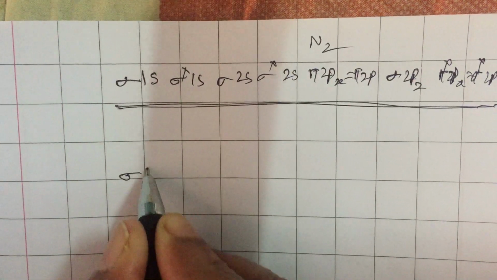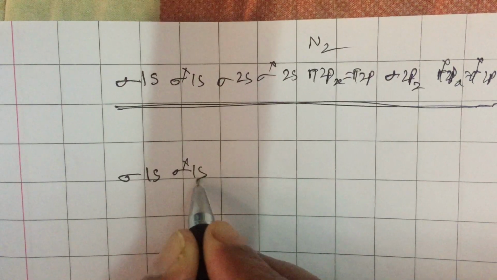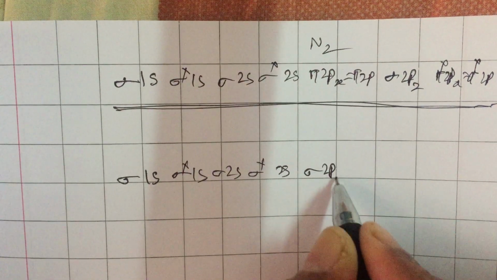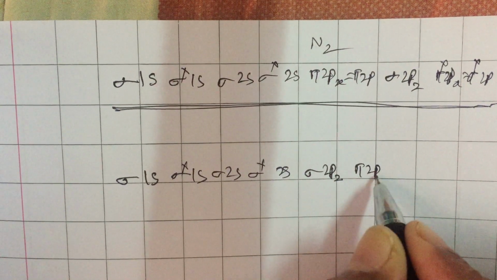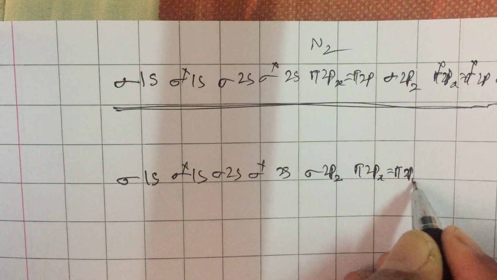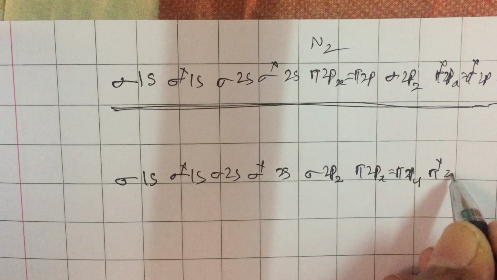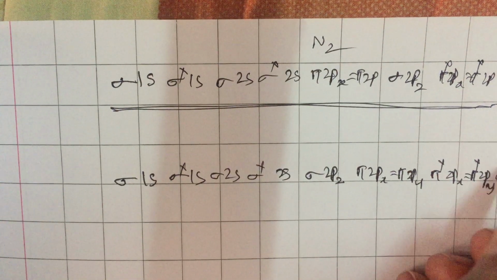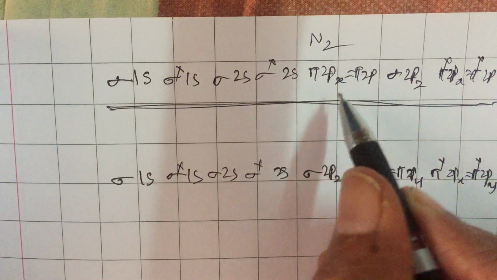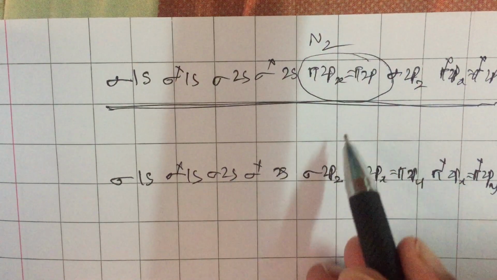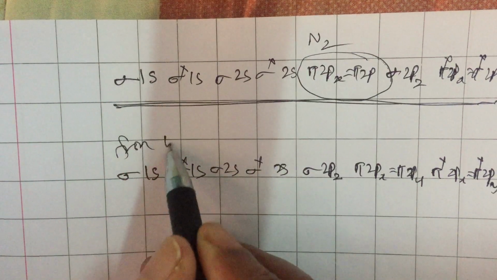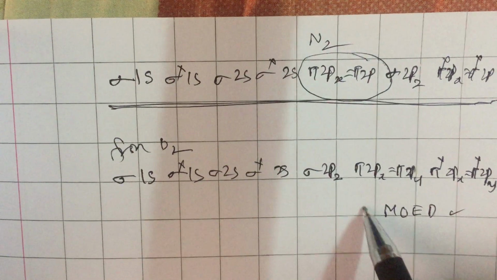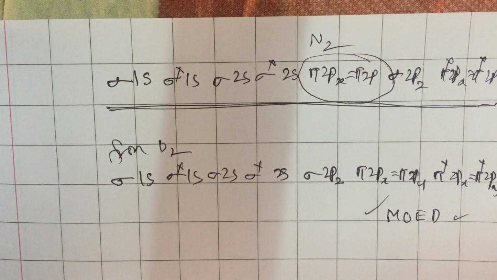Above nitrogen, from oxygen onwards, it is like sigma 1s, sigma star 1s, sigma 2s, sigma star 2s, sigma 2pz, which has lower energy than pi 2px, which is equal to pi 2py. Then pi star 2px equal to pi star 2py. Then sigma star 2pz. Only this positioning of pi 2px and sigma 2pz slightly modifies from oxygen onwards. Now, the molecular orbital energy level diagrams of nitrogen, oxygen and other related ions we will see in the next video.